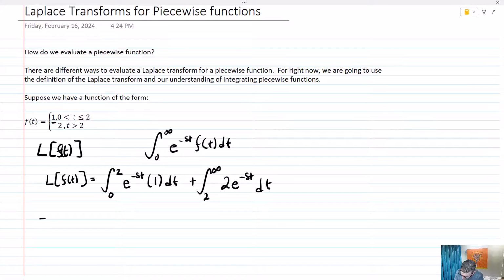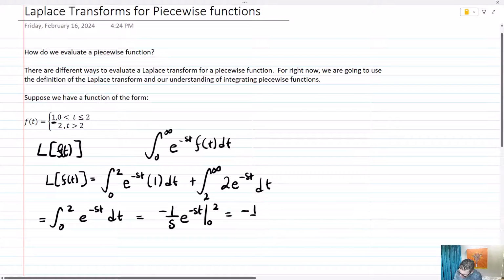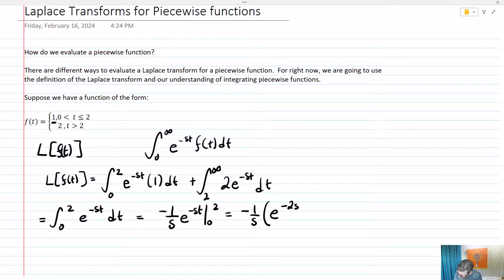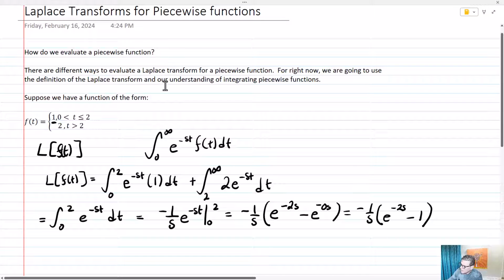The first, the integral from 0 to 2 of e to the negative st dt, is going to equal negative 1 over s e to the negative st evaluated from 0 to 2. That's going to equal negative 1 over s times e to the negative 2s minus e to the negative 0s, which is just negative 1 over s times e to the negative 2s minus 1. So that's the first part.